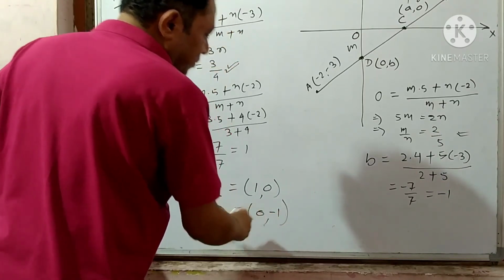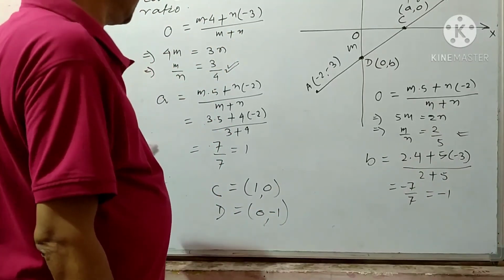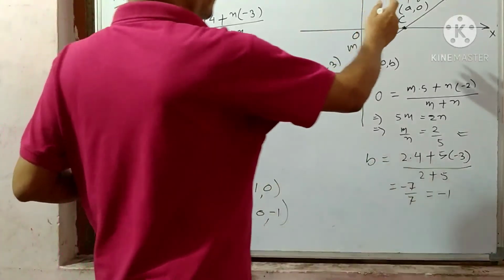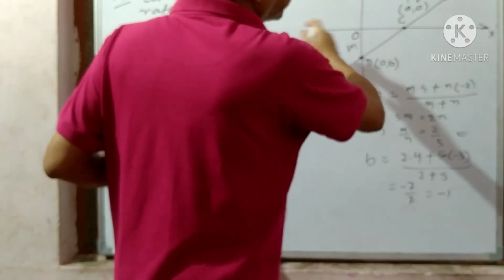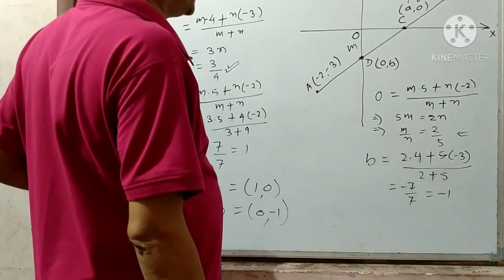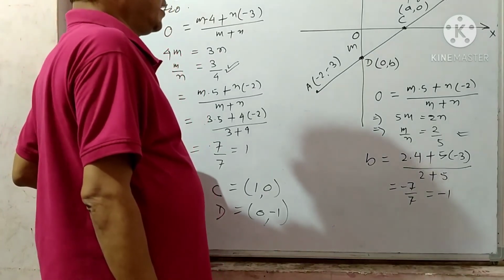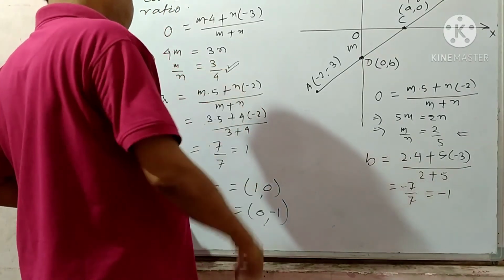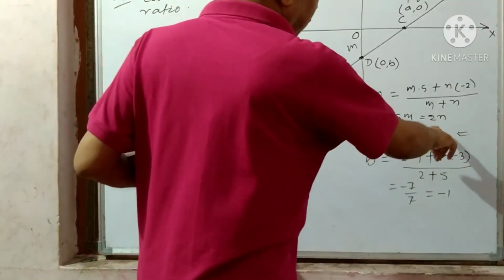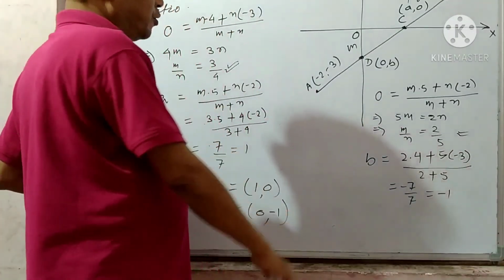So point C is found to be (1, 0), and point D is found to be (0, -1). So try to understand here that the coordinate axes divide the line segment AB: in 3:4 ratio at the point (1, 0), and in the ratio 2:5 at the point (0, -1).